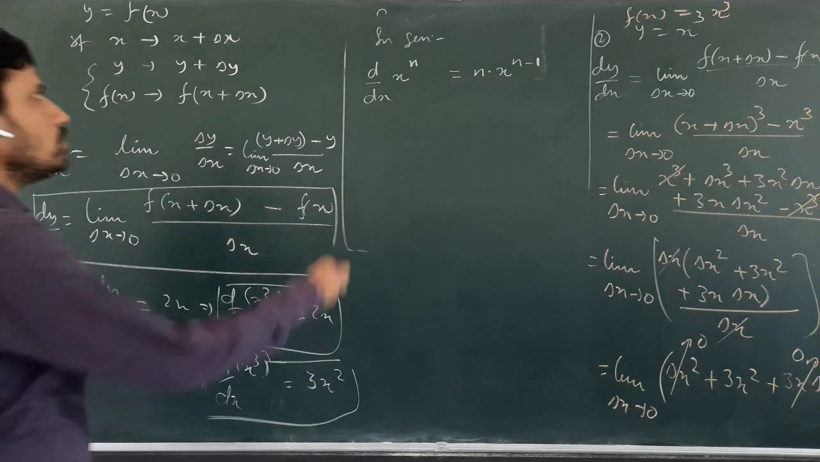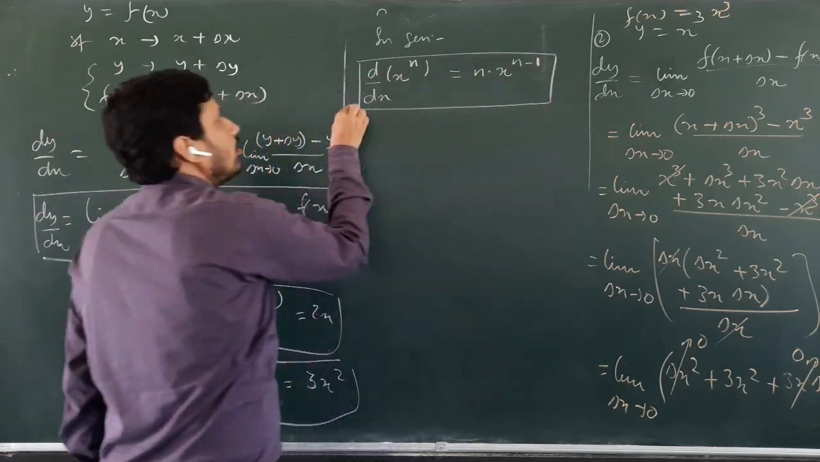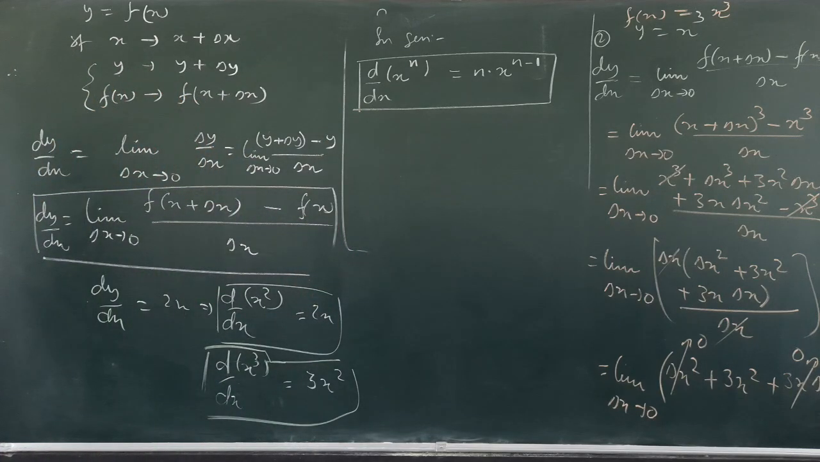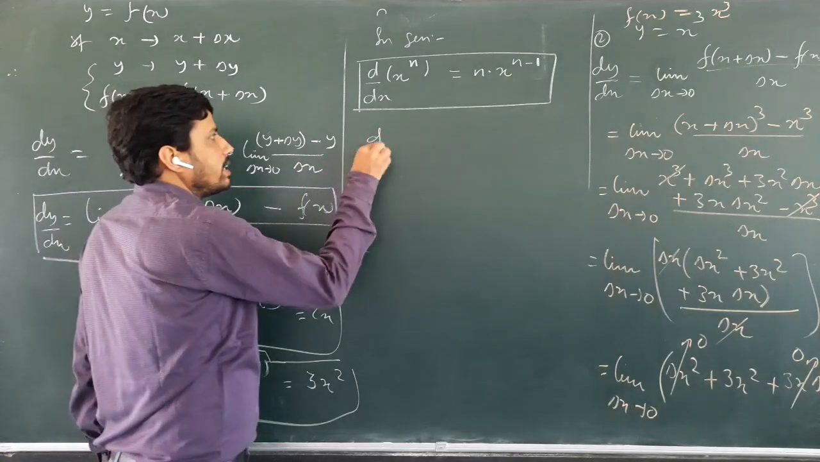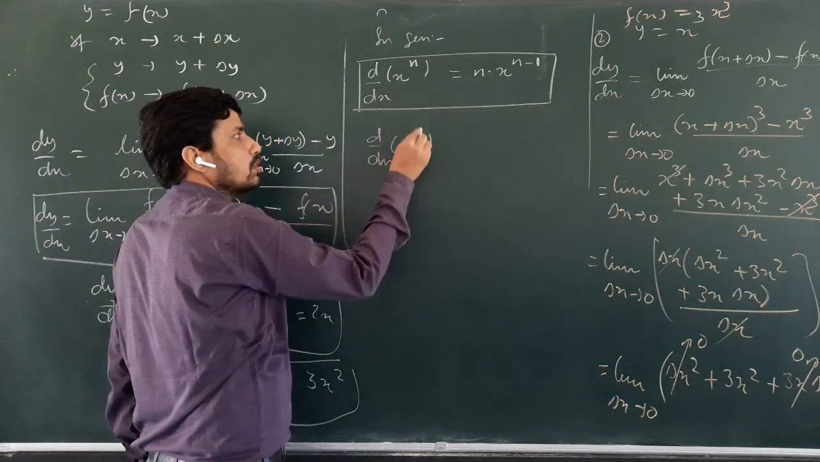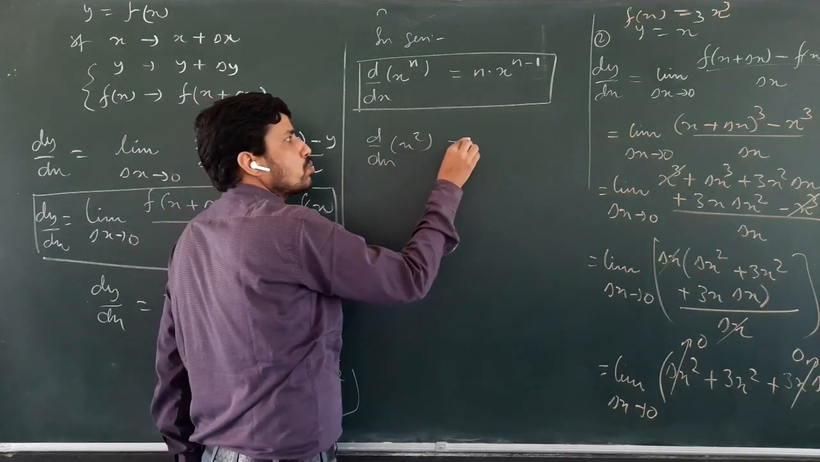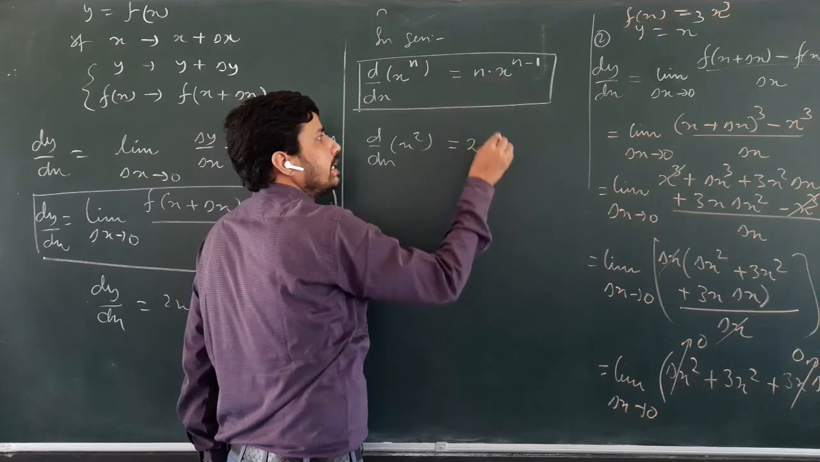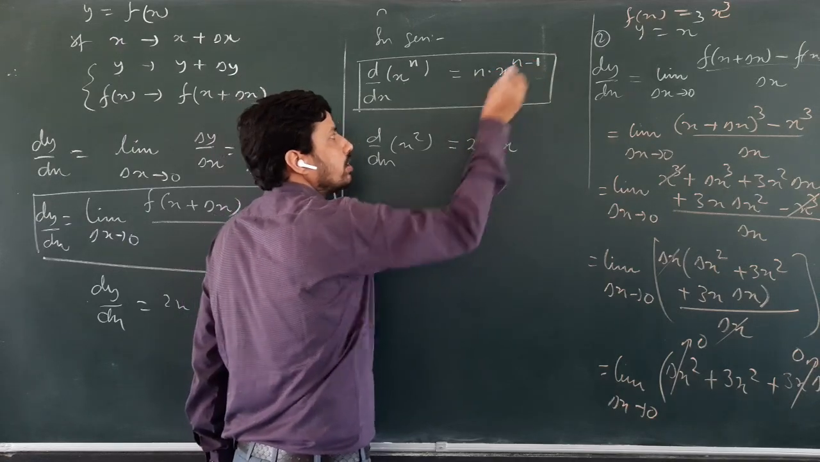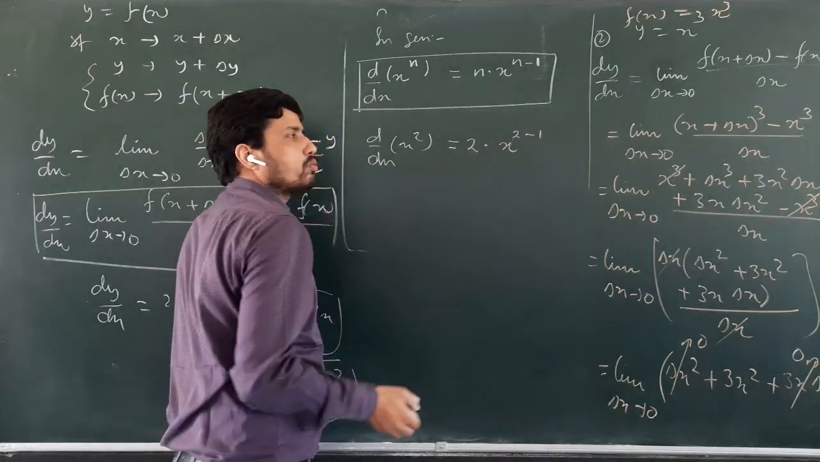Okay, so this is one important formula of derivatives which we will need. Suppose we write d by dx of x square. Here n is the power, so our n is 2. So 2 into x to the power n minus 1. What is n? n is the power, so 2 minus 1. What is 2 minus 1? 1.